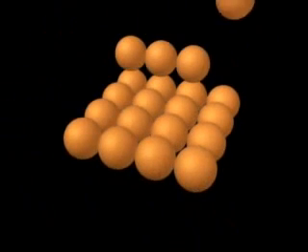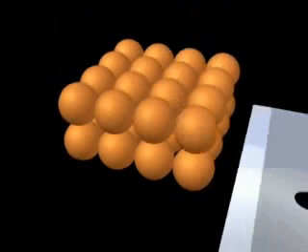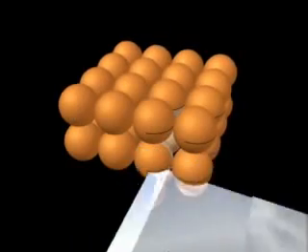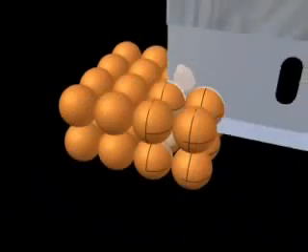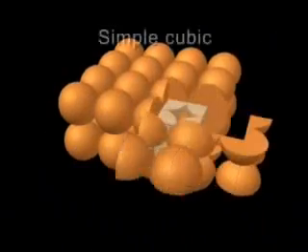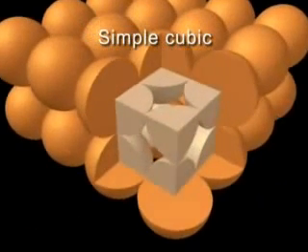Placing the next layer directly over the first gives a structure based on the simple cubic unit cell. Those larger spaces mean an inefficient use of space. In fact, only 52% of the available volume is actually occupied by spheres. Because of this inefficiency, the simple cubic unit cell is seen rarely in nature.